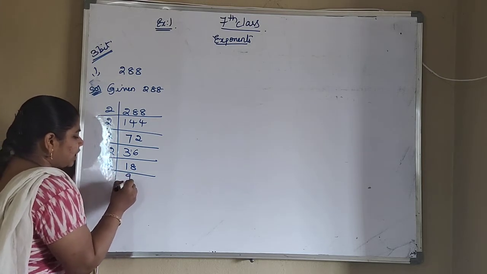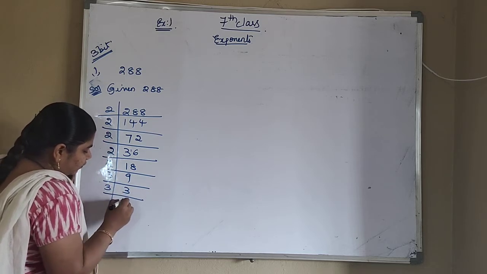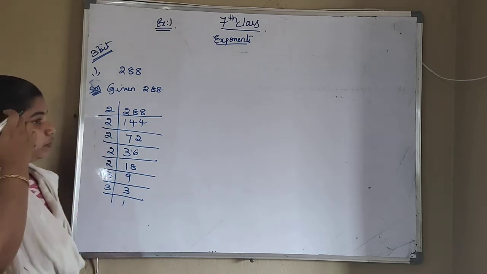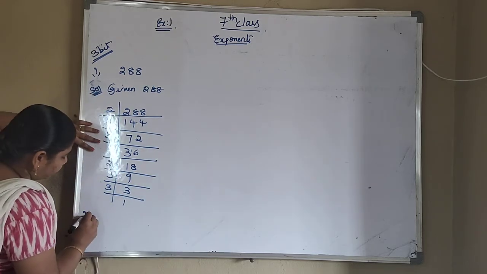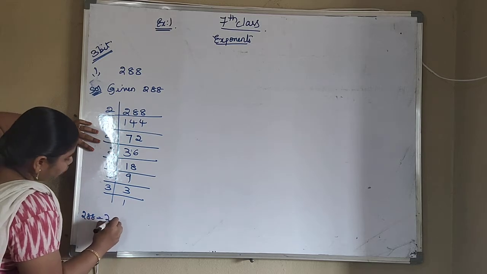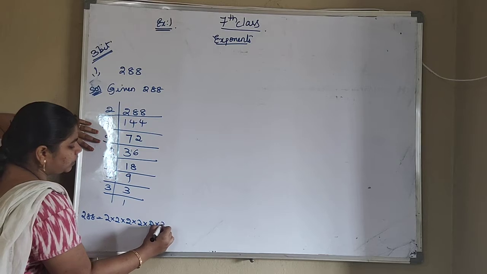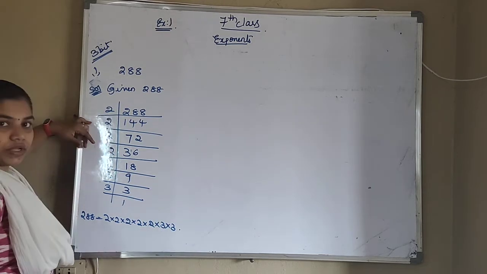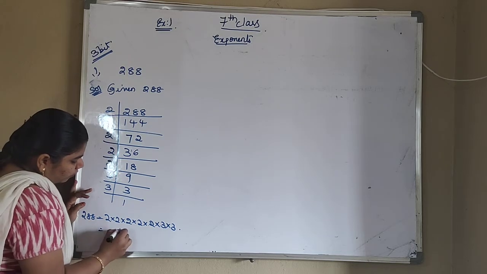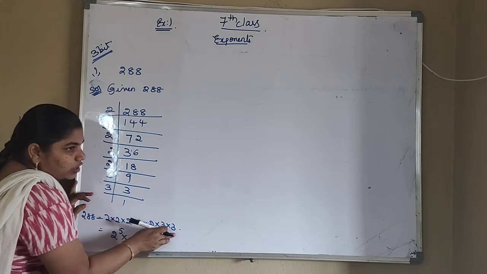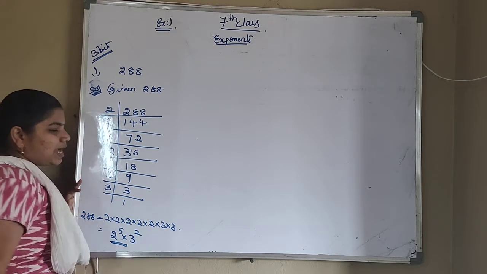2 9s are 18, 9 will go in 3 tables, so 3 3s are 9, 3 1s are 3. So write in exponential form now. How to write this? 288 can be written in the form of 2 into 2 into 2 into 2 into 2 into 3 into 3. Okay. So 2 how many times have you multiplied? 5 times. That is 2 power 5, into 3 how many times have you multiplied? Only 2 times. That is 3 power 2. So this is our answer.